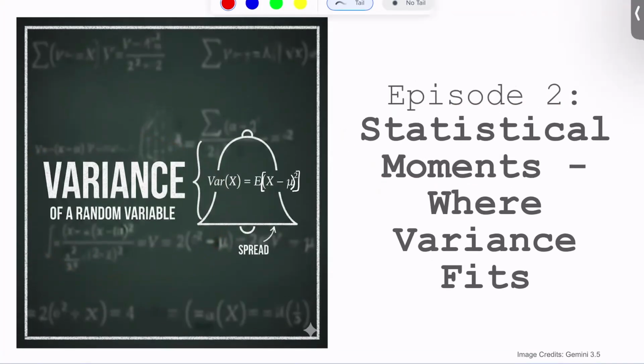And where we knew in the previous video that mean is about where the distribution is located, variance tells us about the spread around the mean of a distribution. Similarly, we have different statistical moments like skewness, which tells us about the asymmetry of the distribution, and then we have kurtosis, which tells us about the peak and the heaviness of the tail of a given distribution. So let's dive right in.